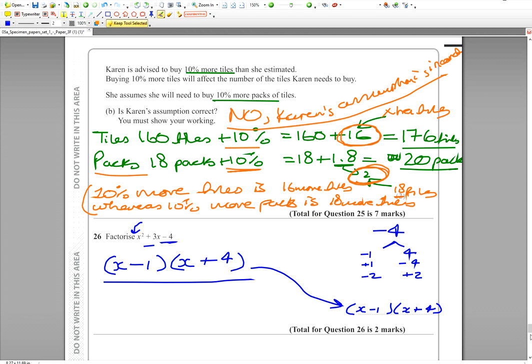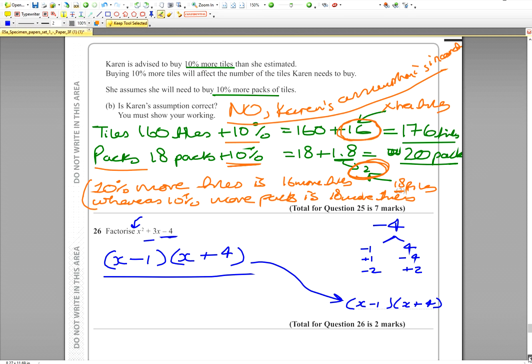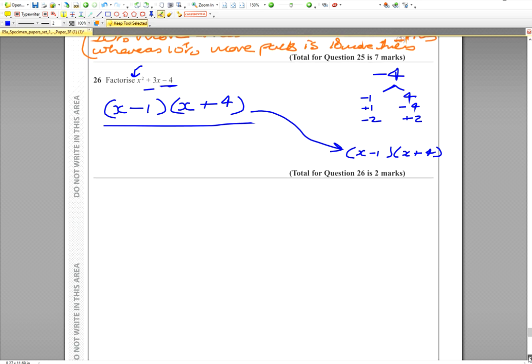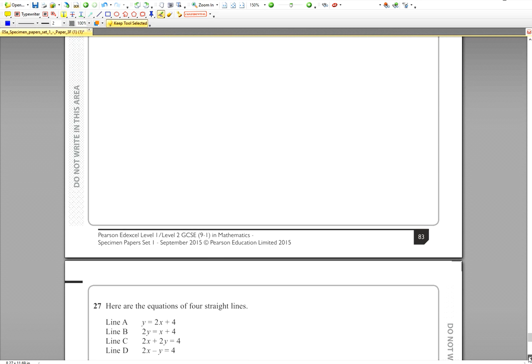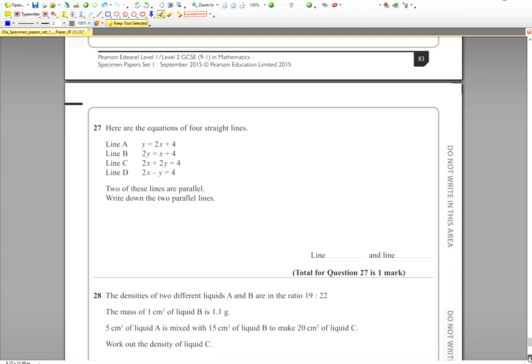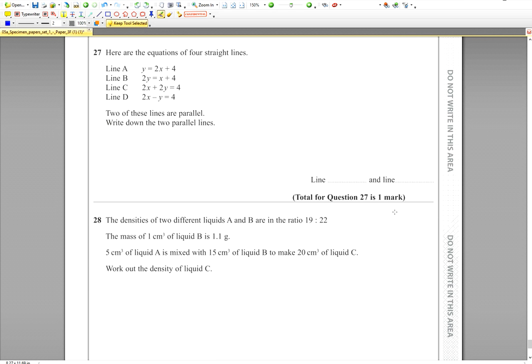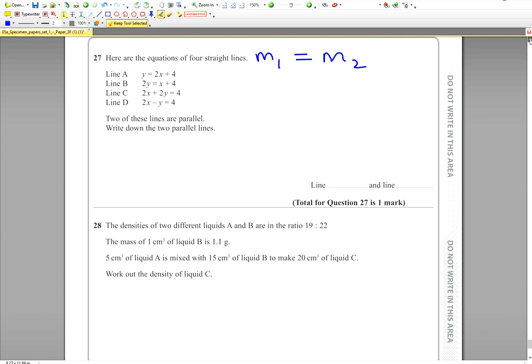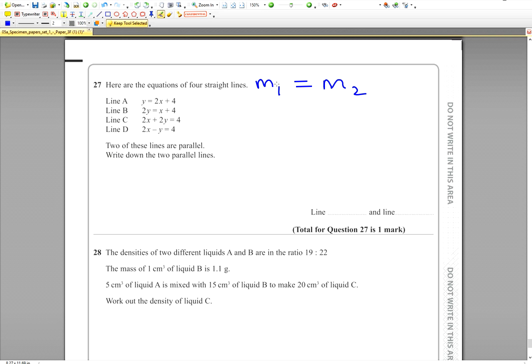Okay, how many questions have you got left now? 2. Oh, they're the exciting ones. I think we'll just about finish, inshallah. The second question is a little bit long. Here are the equations of 4 straight lines. 2 of these lines are parallel. What makes a line parallel? When the gradient of the first one is equal to the gradient of the second one. So you've got to find 2 of these lines that have the same gradient.